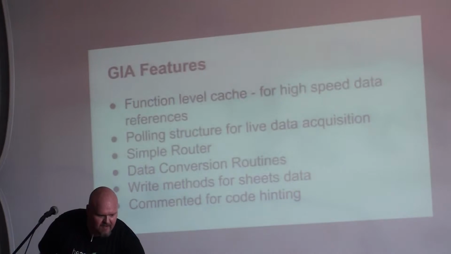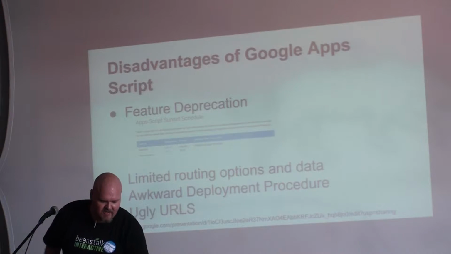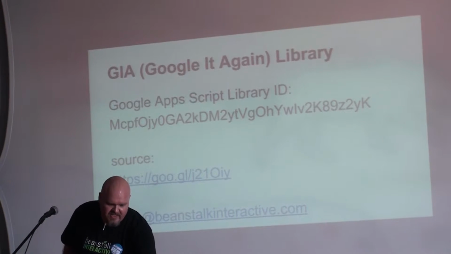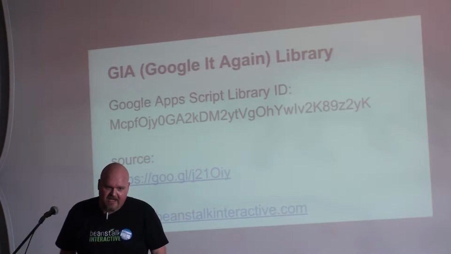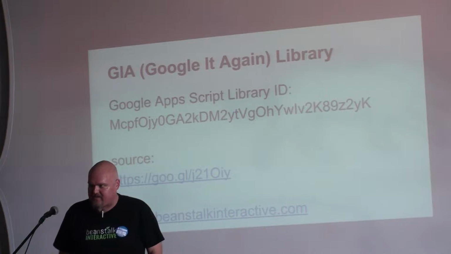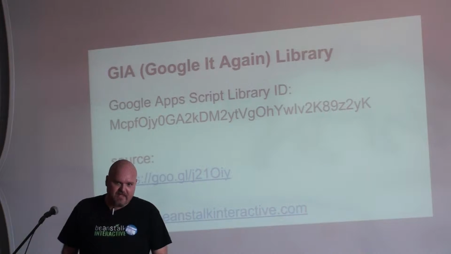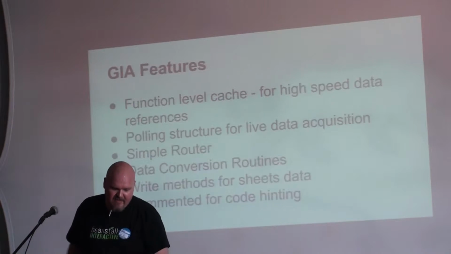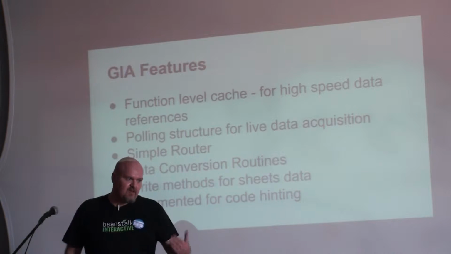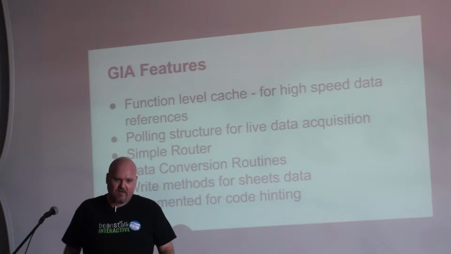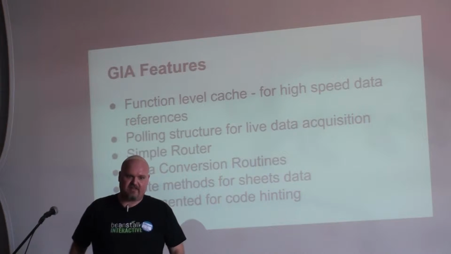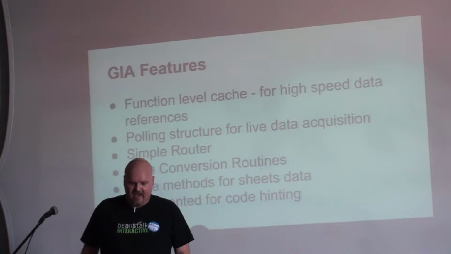It's okay. So disadvantages: ugly URLs. This is the library, and this is the source of it. If you go to the short link, you'll be able to actually look at the source in Google Apps Script and examine what I'm talking about in this next part. All of you developers, if you're looking at the code, you'll be able to follow along with what I'm saying. But if you're lost, just give me until the next slide. I'll come back to it.